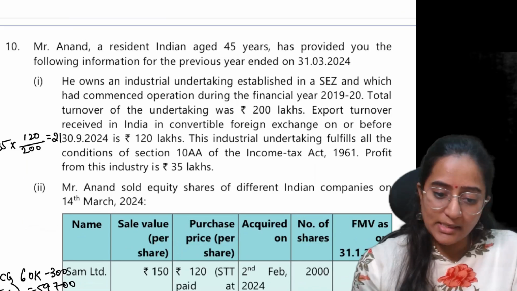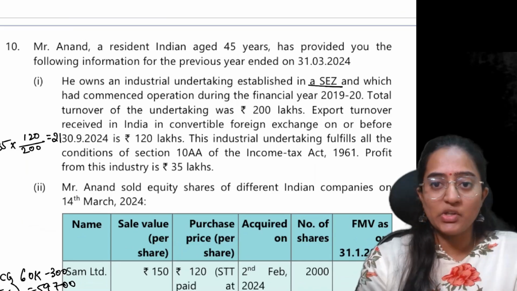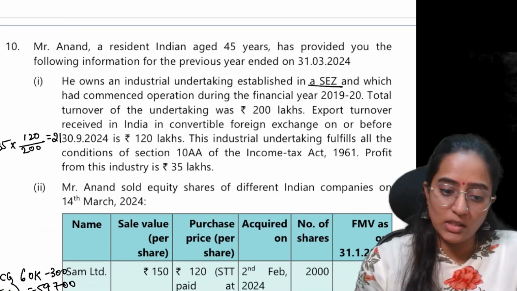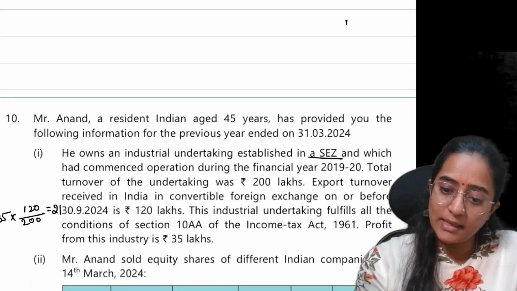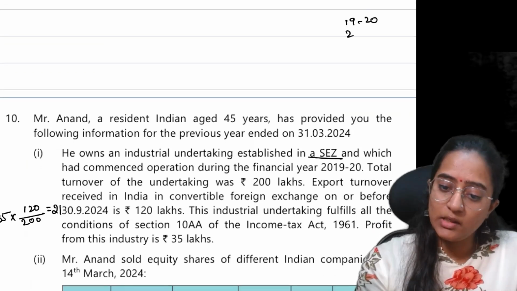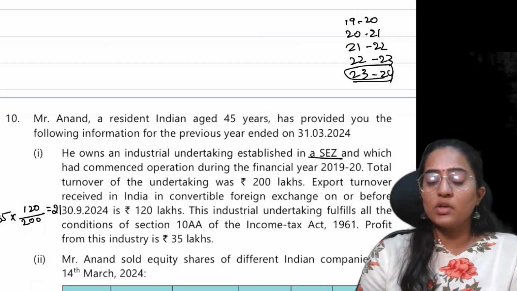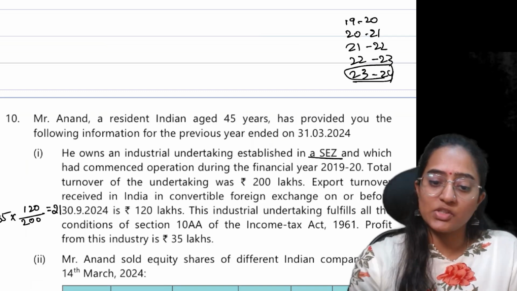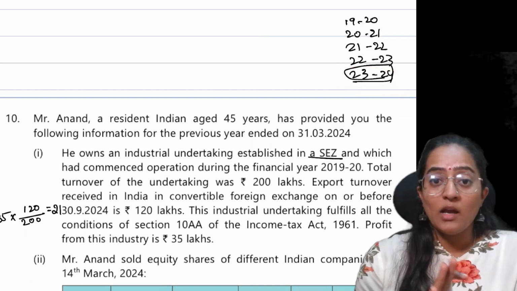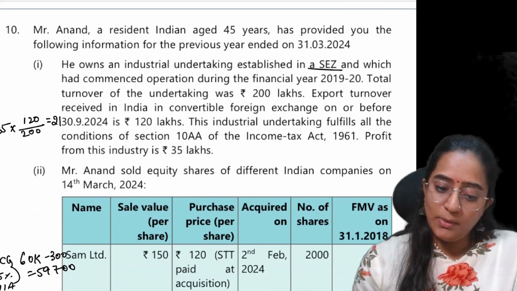So here, the industrial undertaking established in SEZ commenced its operation from 2019-20. Let's keep the years in place: 2019-20, then 2020-21, 21-22, 22-23, 23-24. We are in which financial year, people? Sorry, we are in the previous year for the purpose of taxation, that is 23-24. How much is available? Entire 100% is available. Okay.